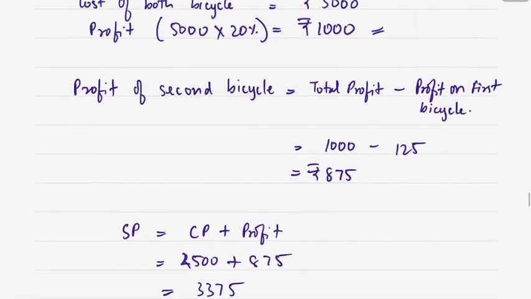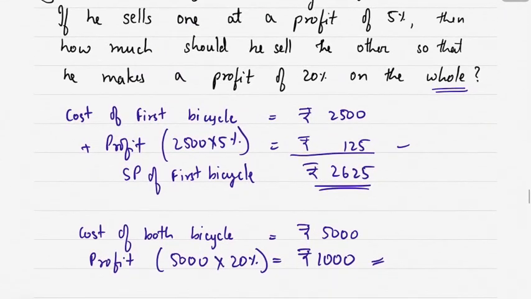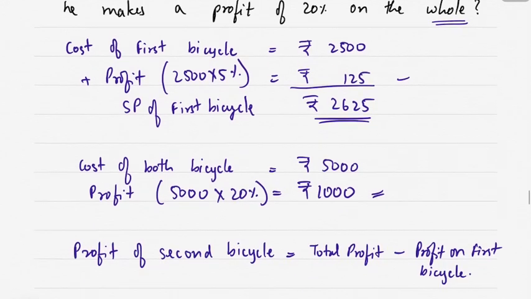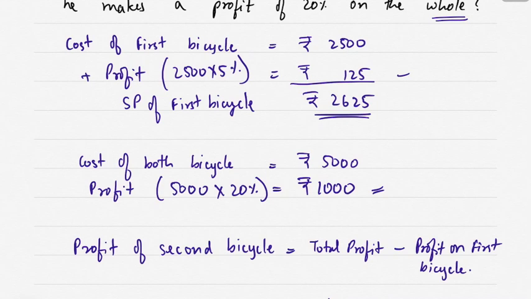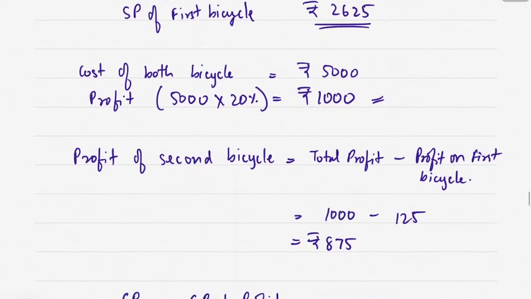Oh, you would like to write this? Okay. A man bought 2 bicycles for rupees 2,500 each, that means first bicycle is for 2,500, second bicycle is for 2,500. On the first bicycle he is making 5% profit, which is 125. So the selling price is 2,500 plus 125. It comes to 2,625. Cost of both the bicycles is 5,000. 20% would be 1,000. Correct? So he has already earned 125 rupees profit.